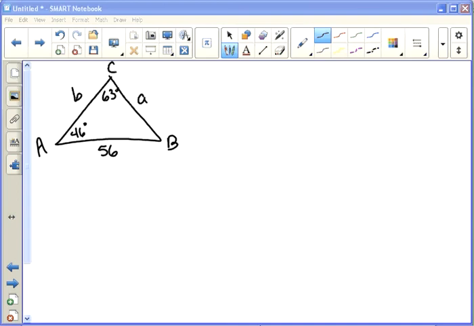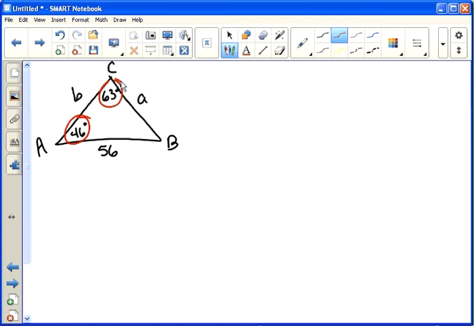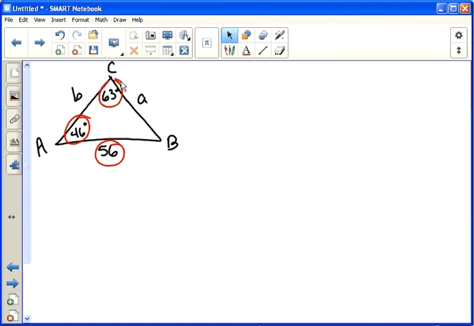So this scenario would be called the angle side scenario, because that's what we have. We have an angle, and we have a side, and the side's not in between the two angles. That's why we call it angle, angle, side instead of angle, side, angle. So this would be angle, angle, side.